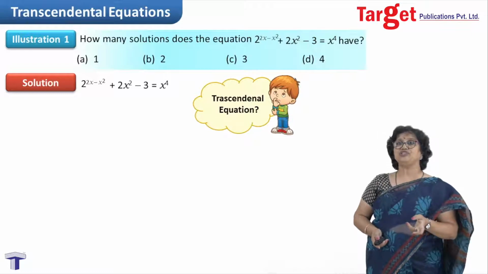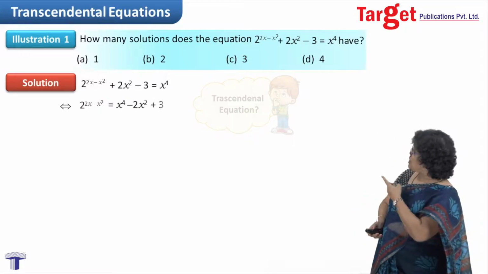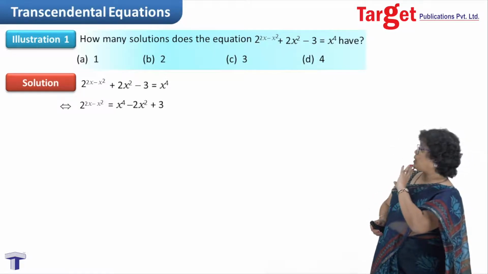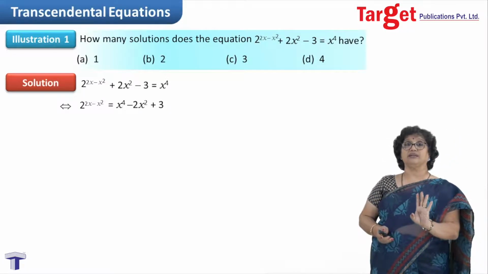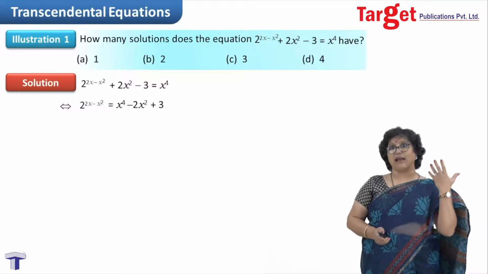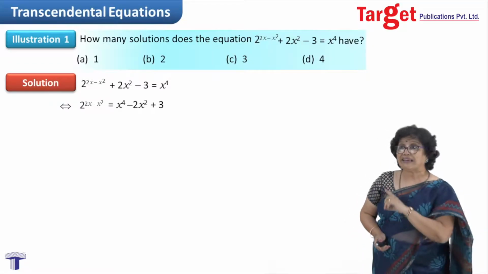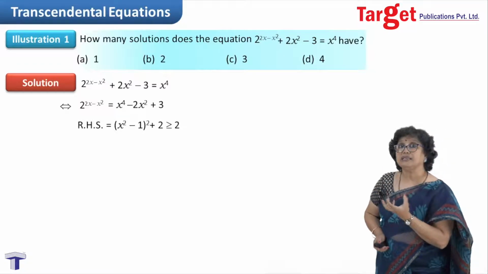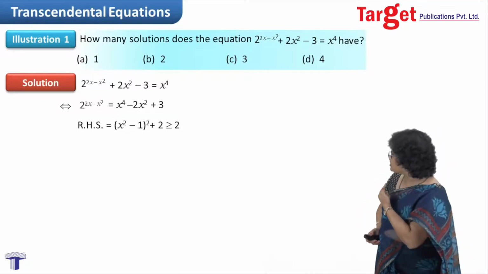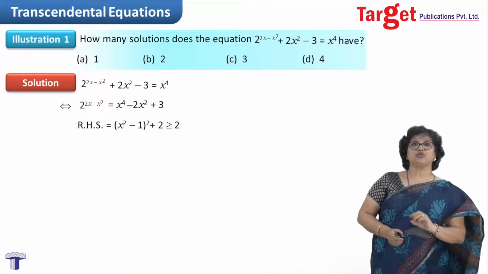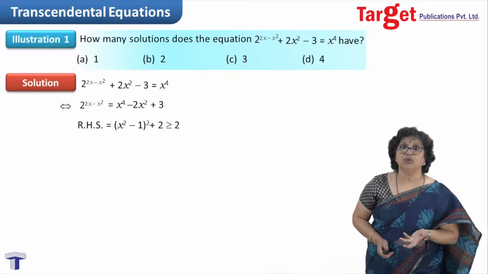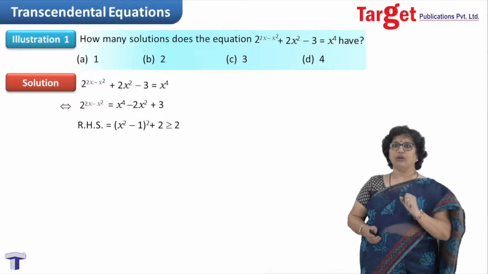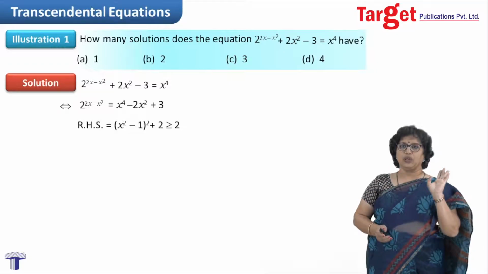But if you rearrange the terms as 2 raised to 2x minus x square equal to x raised to 4 minus 2x square plus 3, then something interesting happens. I realize that the right hand side is x raised to 4 minus 2x square plus something, which means I can make that a perfect square, and it is x square minus 1 whole square plus 2. So this is greater than or equal to 2 because you are adding a perfect square to 2. RHS is greater than or equal to 2.